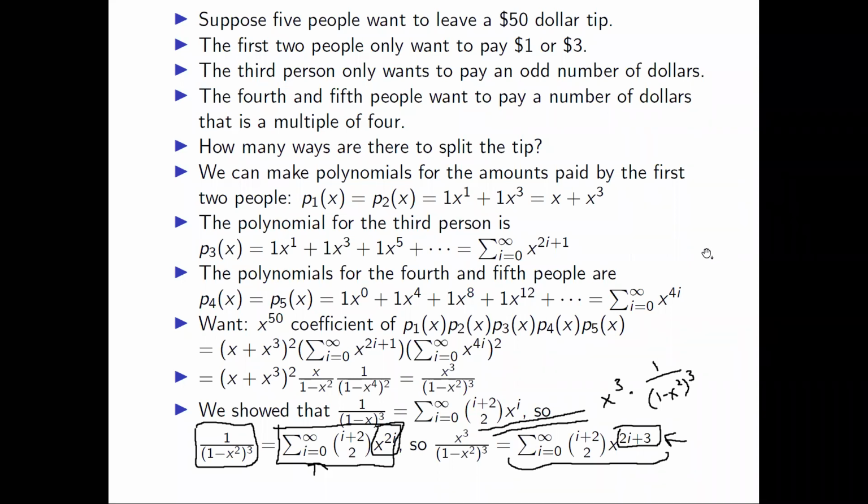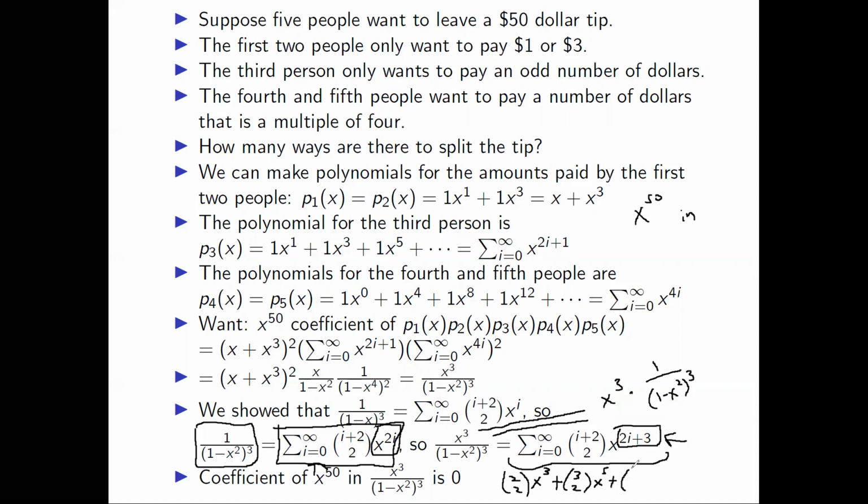And we're looking for the coefficient of x to the 50th in this sum. So let's write that sum out a little. The i equals 0 term of that sum, we're going to get 0 plus 2 choose 2, so it's going to be 2 choose 2 for i equals 0, and then x to the third, x to the 2 times 0 plus 3. The i equals 1 term is going to be 1 plus 2 choose 2, so 3 choose 2, times x to the 2 times 1 plus 3, so we get x to the 5th.